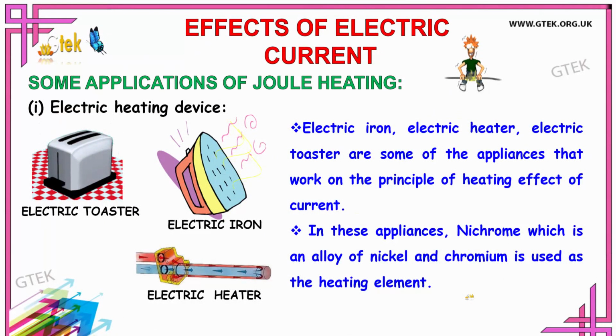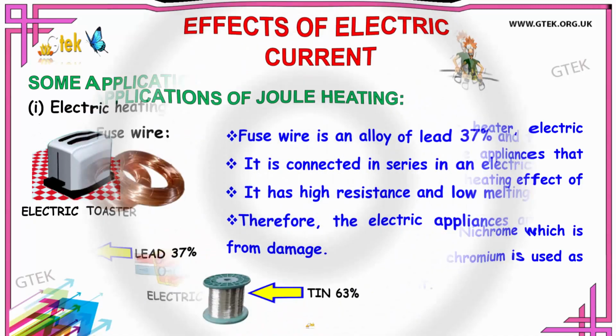Now let us see about the applications of Joule's heating. The first one is electric heating devices. Electric iron, electric heater and electric toaster are some of the applications that work on the principle of the heating effect of current. In these applications, nichrome, which is an alloy of nickel and chromium, is used as the heating element. You can see pictures of the electric toaster, electric iron and electric heater on the left side.